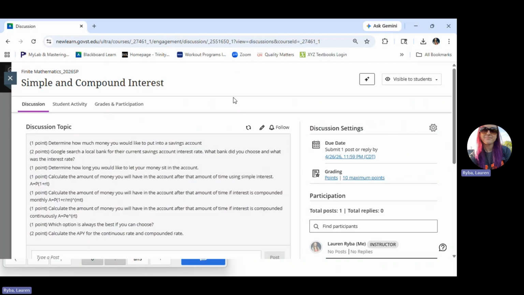This isn't due until the 26th, which I think is Sunday. So you have some time to work on this one, but I wanted you just to practice seeing the different options, looking up the best rates you can find, and practicing.